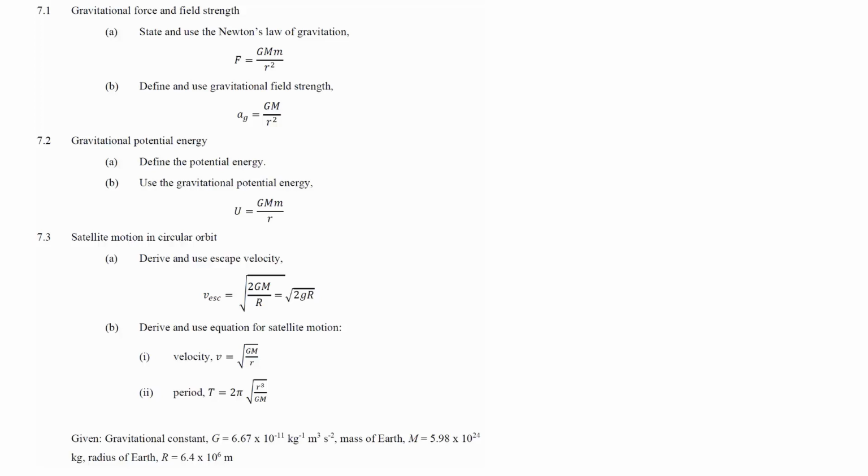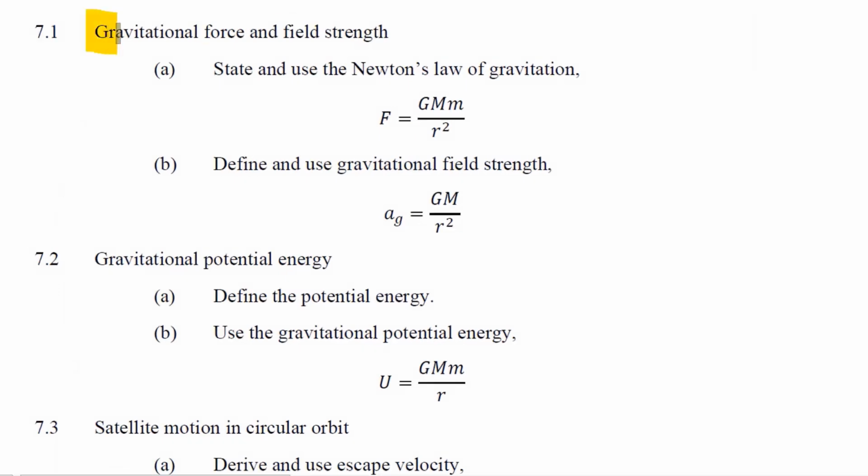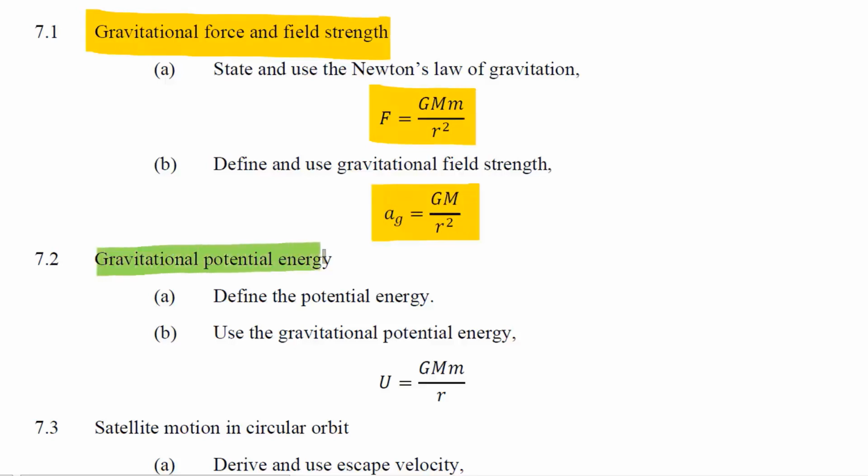We go to 7.1, gravitational force and field strength. The equation is F equals GMm over r squared. And then we also have gravitational field strength, that is g equals GM over r squared. For the gravitational potential energy, the equation is U equals negative GMm over r.